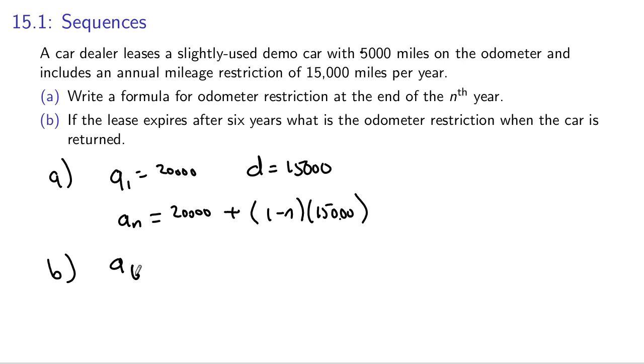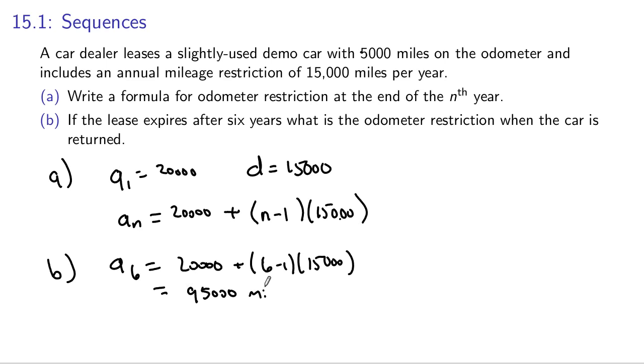So a sub 6, after the 6th year, is 20,000 plus 6 minus... I wrote this backwards, sorry. n minus 1, not 1 minus n. 6 minus 1 times 15,000. 6 minus 1 is 5. 5 times 15 gives us 75,000 plus 20,000. It's a total of 95,000 miles that we can have on the odometer, or less, at the end of the lease.